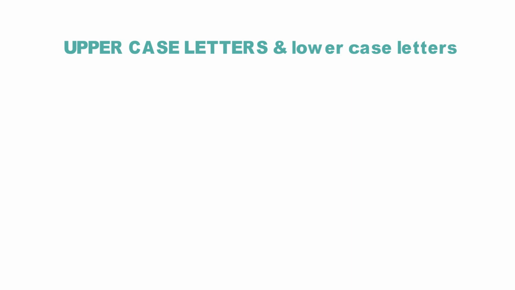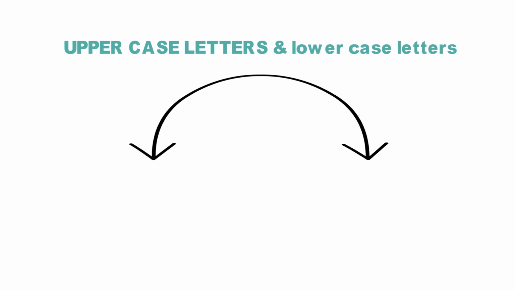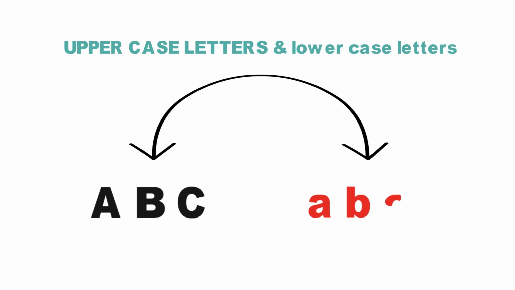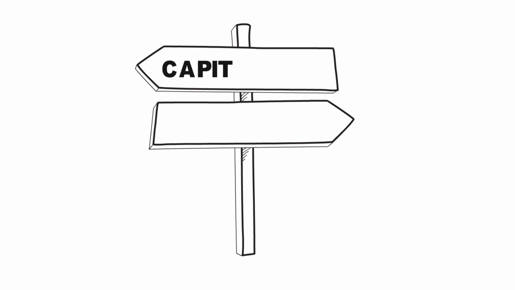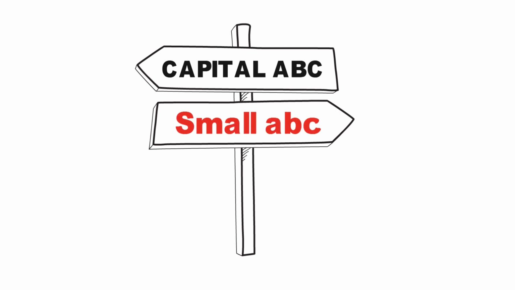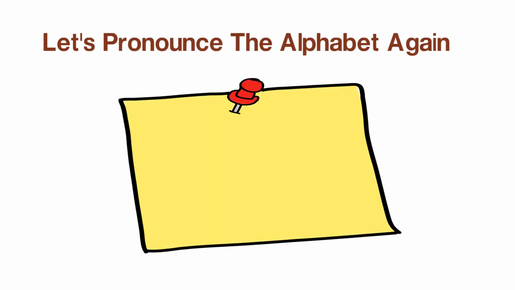So in fact, there are uppercase letters and lowercase letters in the English language. The uppercase letters are written in capital letters and the lowercase letters are written in small letters. So in our next pronunciation, capital letters will appear in black color and small letters will appear in red color. So now let's pronounce the English alphabet again and please repeat after me for quick learning. 1, 2, 3 and go.